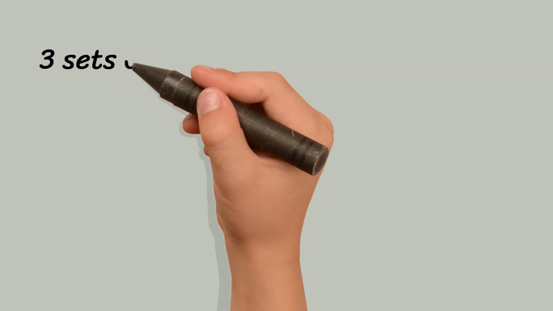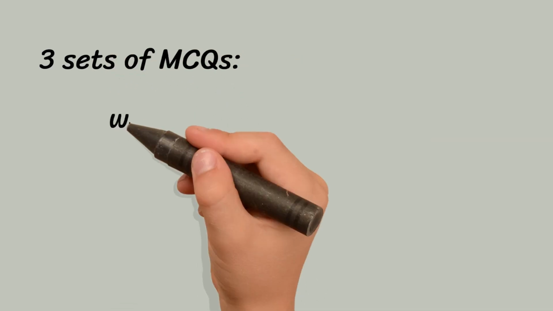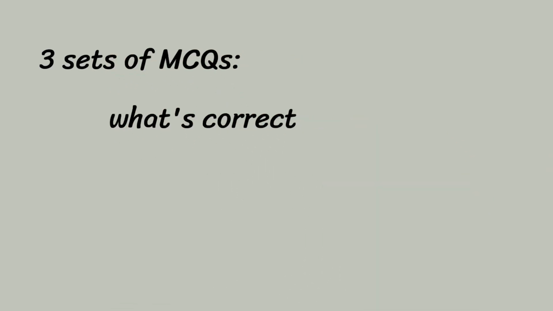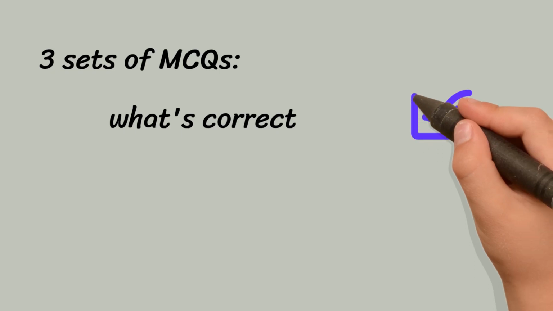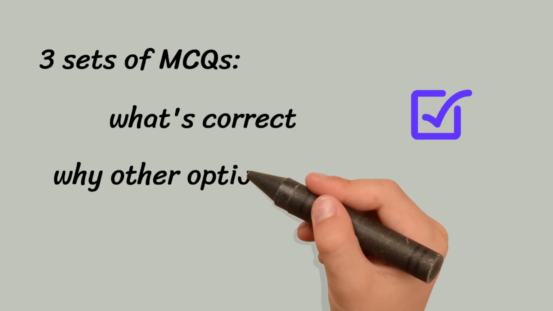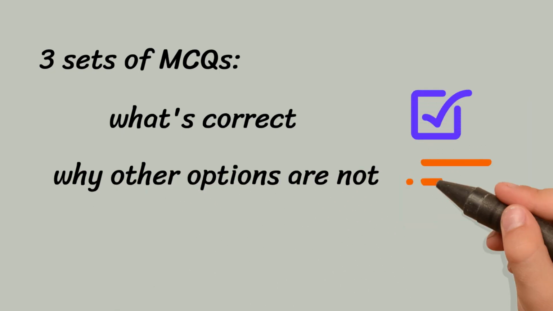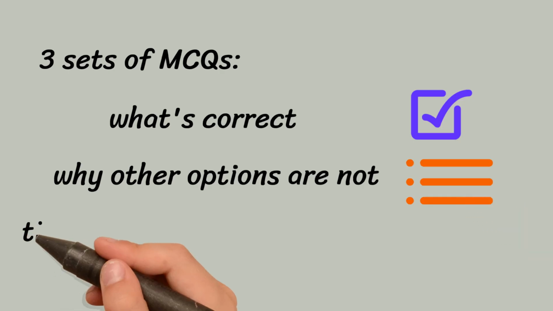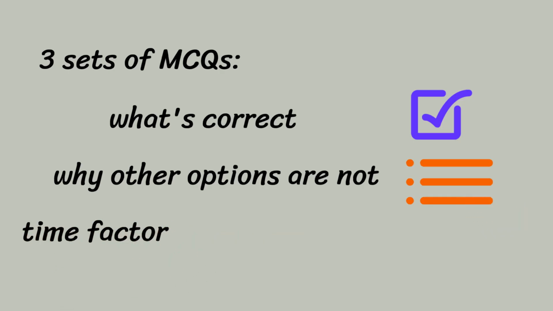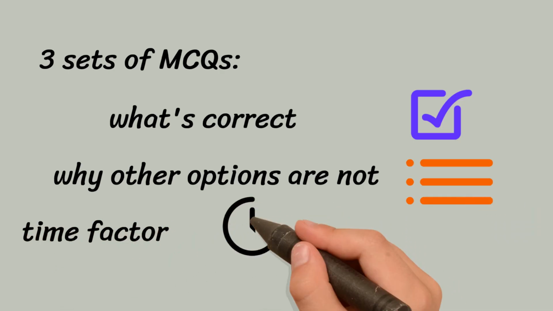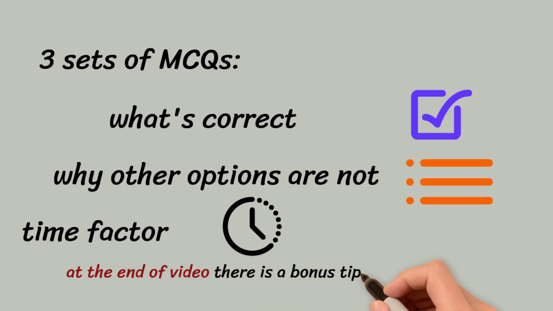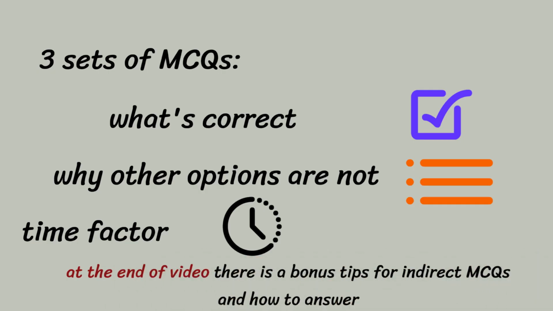Now, when we are starting, we have three sets of MCQ. We will go for the correct answers in each one and why other options are not correct. And at last, we will give you a time factor and time management for any MCQ you have. There is at the end of the video a bonus tip for indirect MCQs and how to answer it.